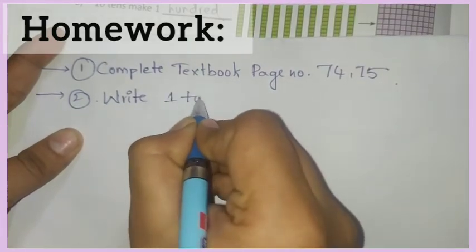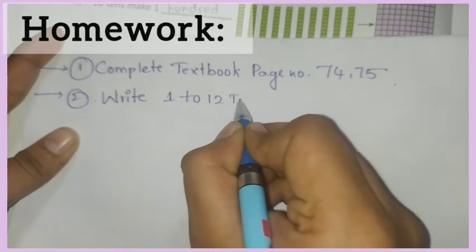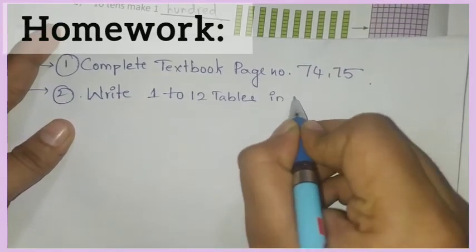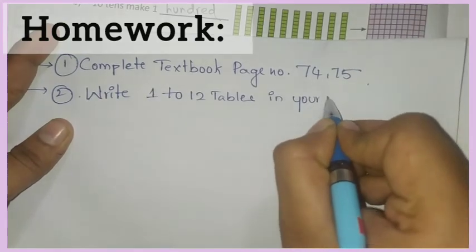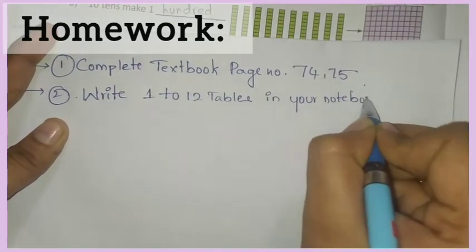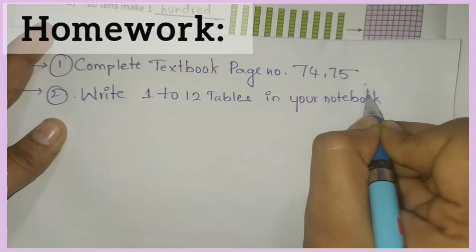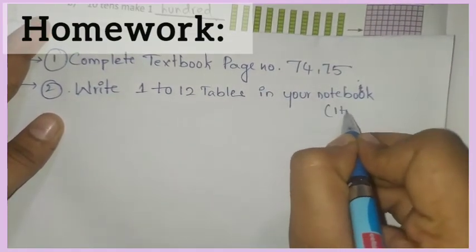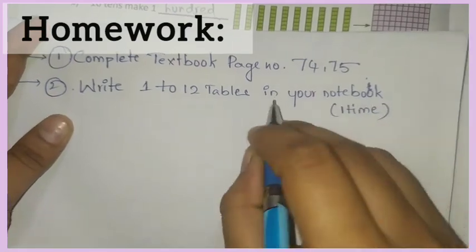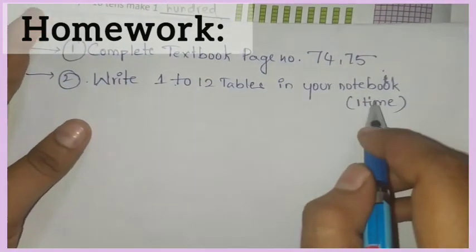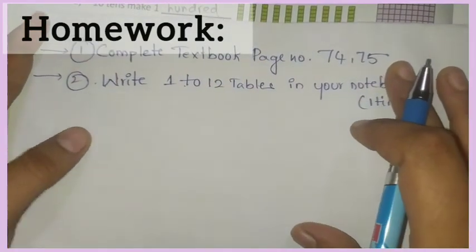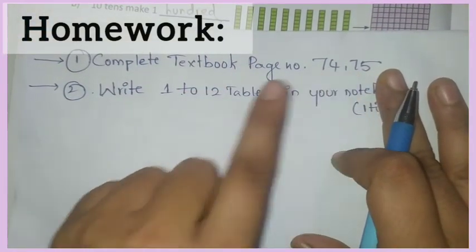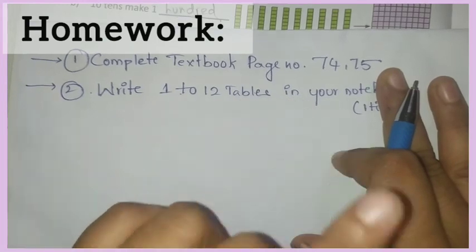And one more homework is to write 1 to 12 tables in your notebook. Write 1 to 12 tables in your notebook. You have to write only one time. Don't write 2 times, only one time. Write the 1 to 12 tables neatly. Complete textbook page number 74 and 75 and the 1 to 12 tables.